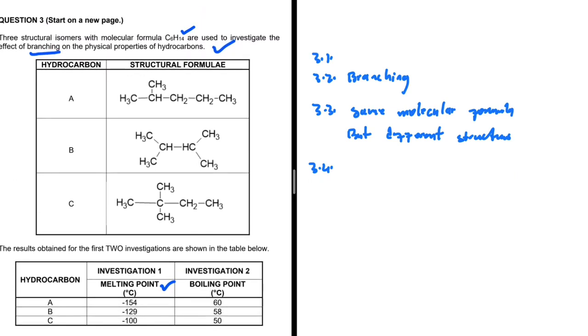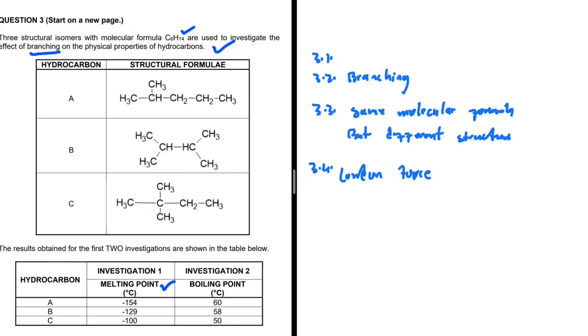A, B, C are hydrocarbons. They only contain hydrogen and carbon. So which intermolecular forces exist in the hydrocarbons? It is London forces. London forces are the intermolecular force that exists in hydrocarbons. But let's say for instance, ketone, which intermolecular forces exist in ketone? London forces exist in ketone. Let's look at aldehydes. London forces exist. Carboxylic acids, London forces exist.